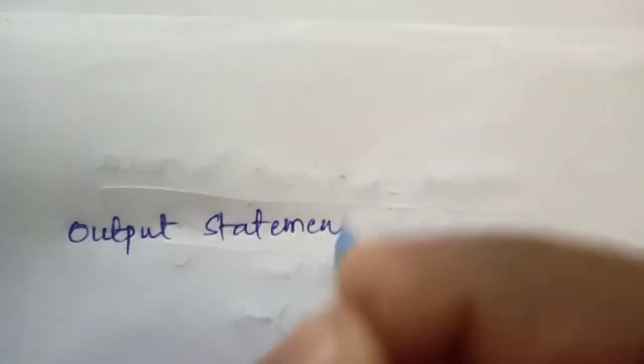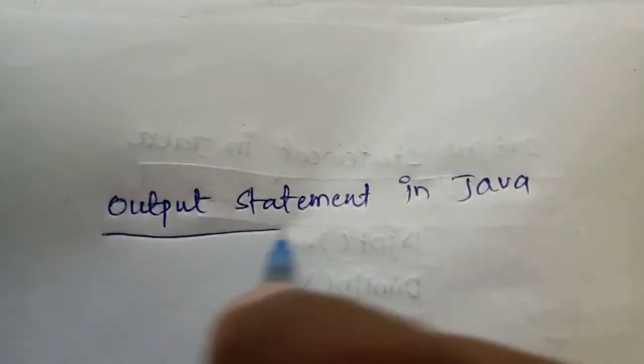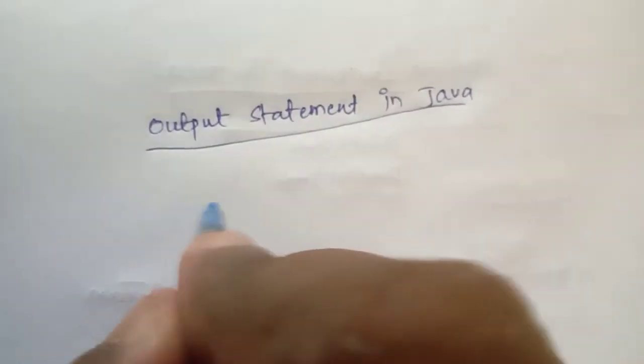Okay, in this video I will explain about the output statement in Java. The statement which is used to print anything is called an output statement. So what is the output statement?